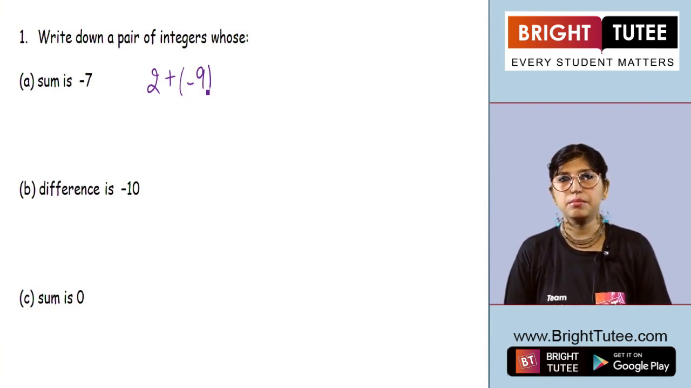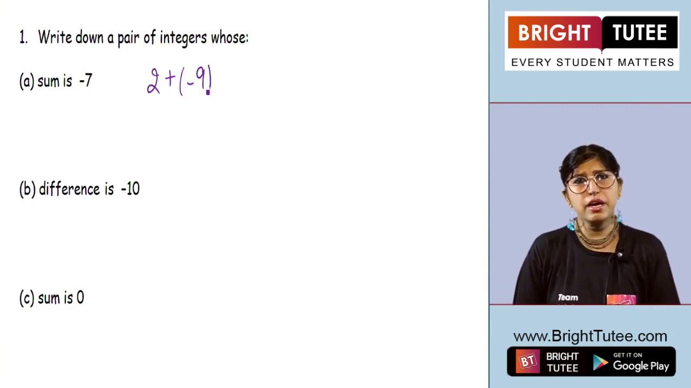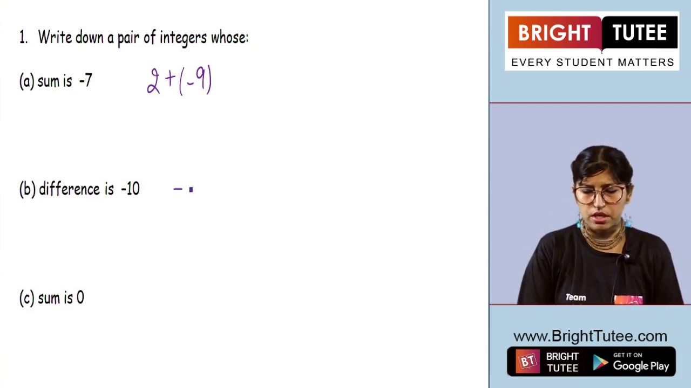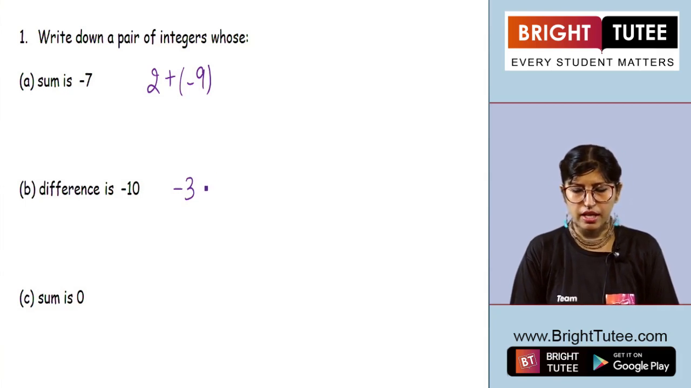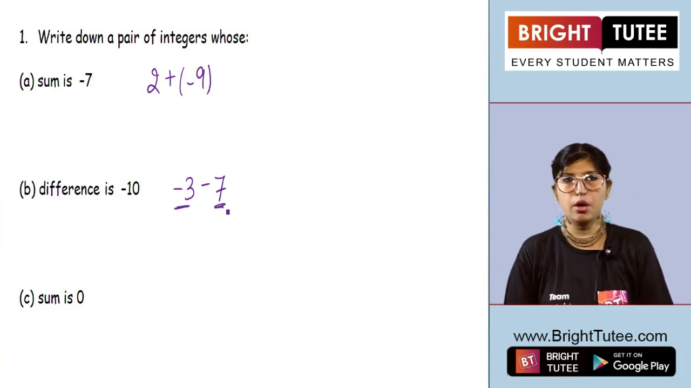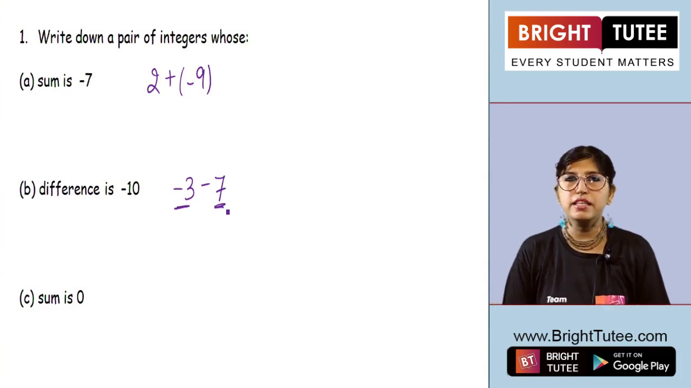Now the difference is -10. If the difference is -10, you have one or two options. Maybe I can take -3, and since it's the difference, I need a minus as well. So I'll write -3 -7. So these are two integers. Now when I solve it, I'll get -10 only.